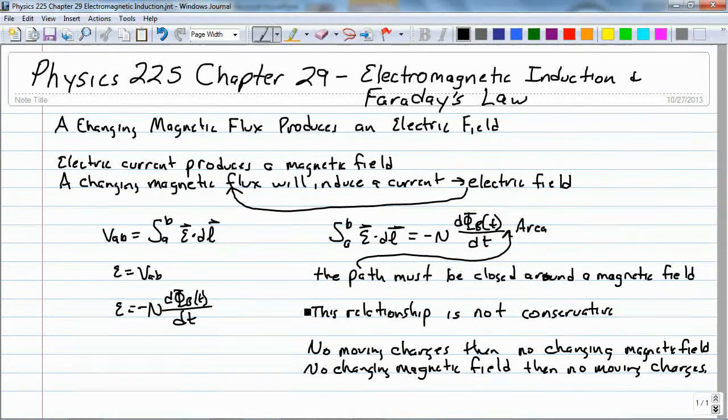So we're going to talk about this consequence more in chapter 31, but since we're talking about Faraday's law, the connection with Faraday's law, it's good to review it at this point.